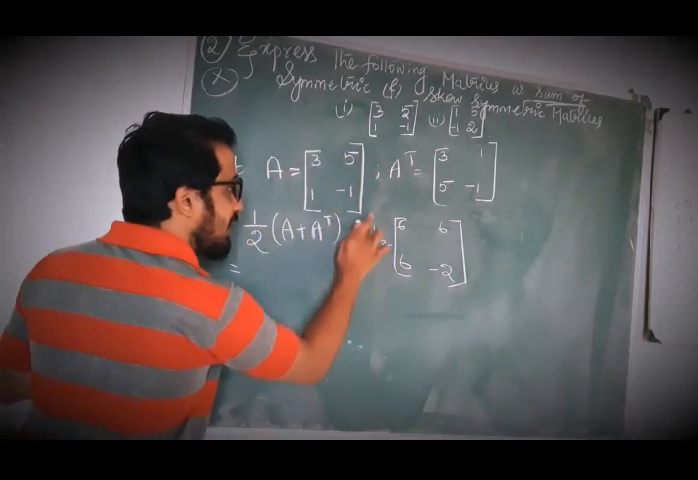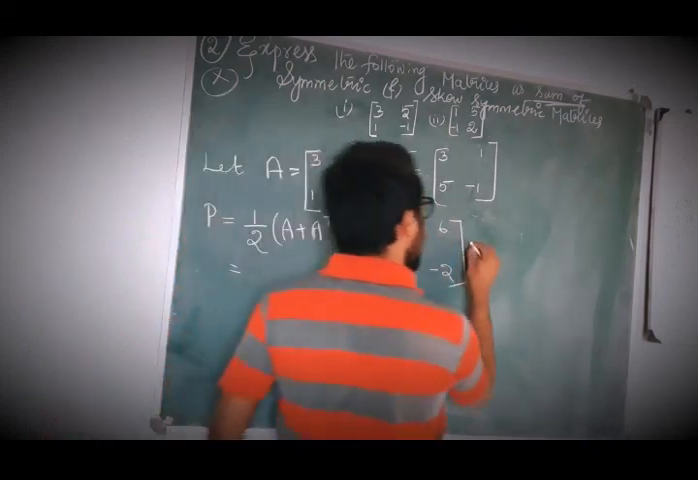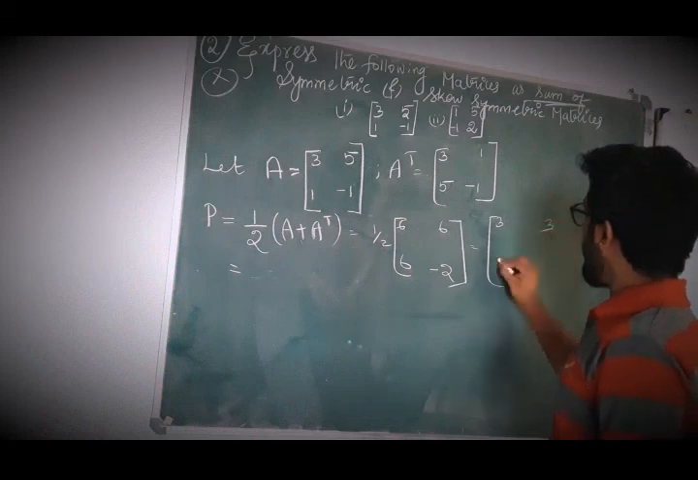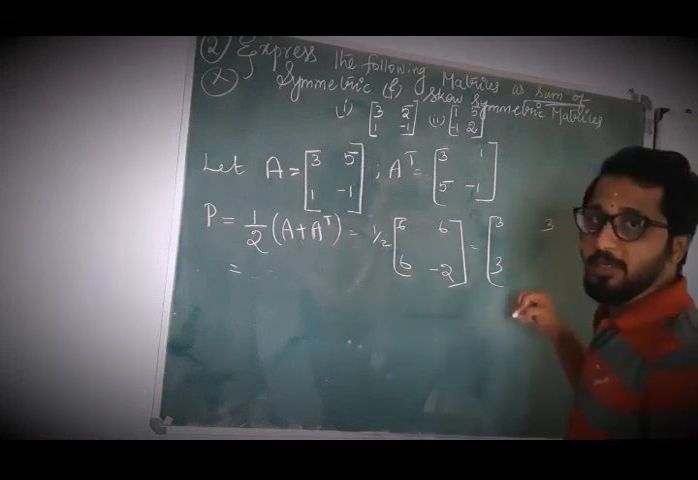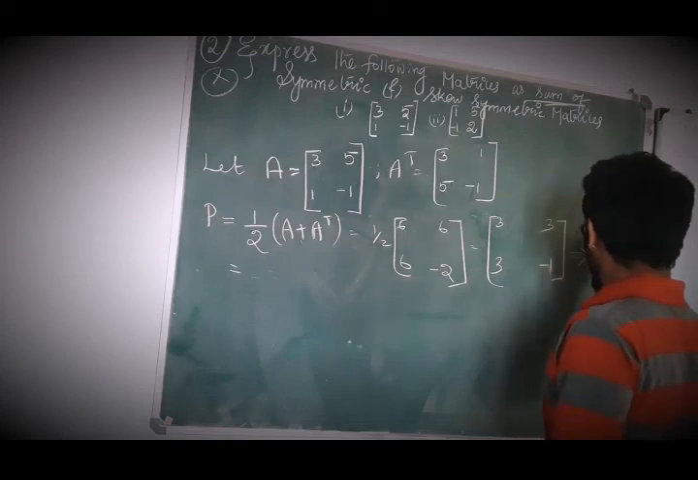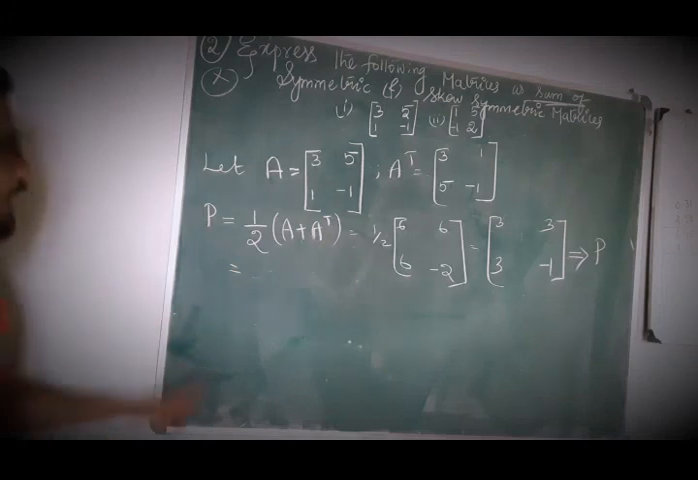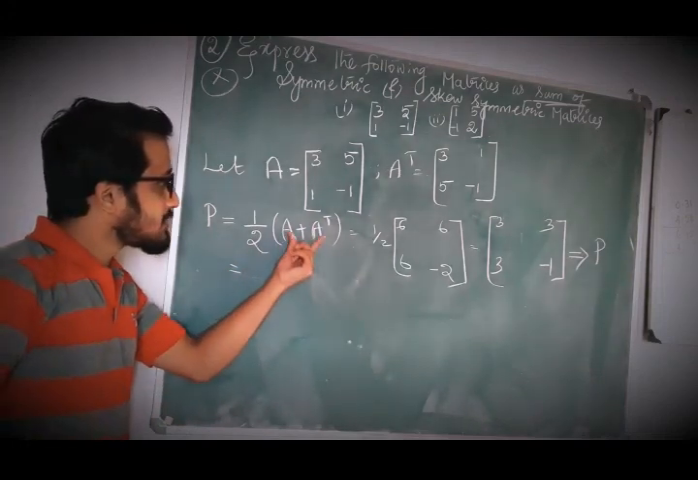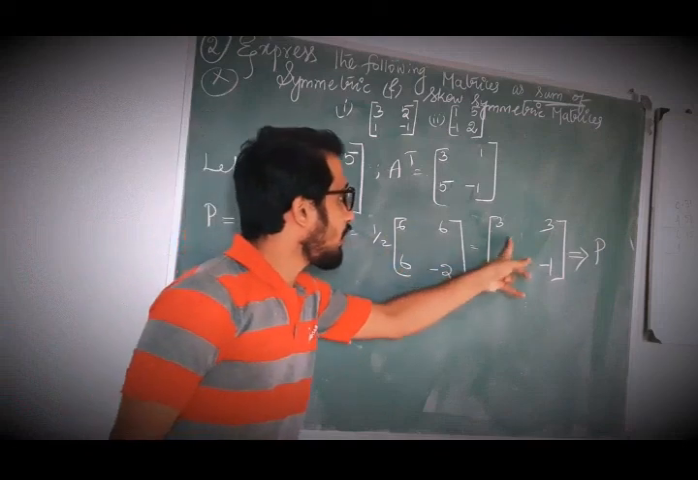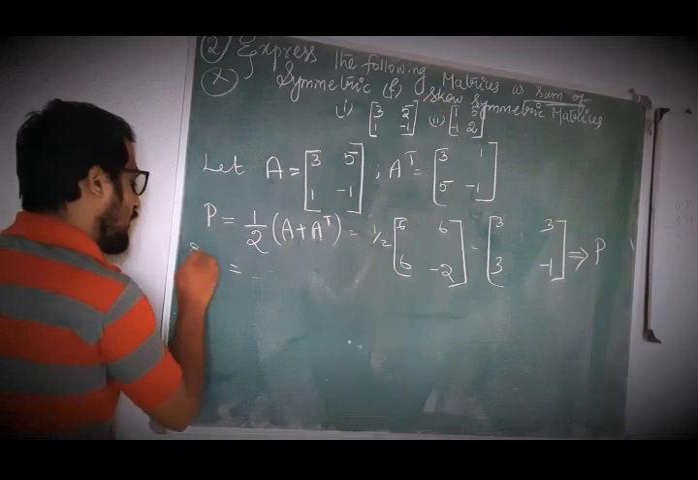Again, I have to multiply this half with every element of this matrix. That is half into 6, that is 6 by 2, 3. 3. Minus 2 by 2, minus 1. This is nothing but P. Listen here: half into A plus A transpose. Multiply half with the matrix. You got 3, 3, 3, minus 1. That is P. Now we are going to find the Q matrix.